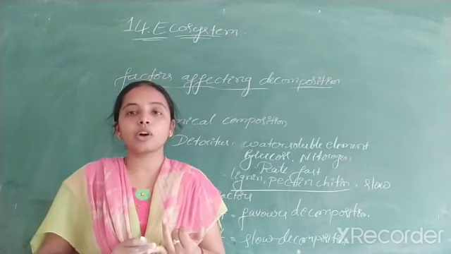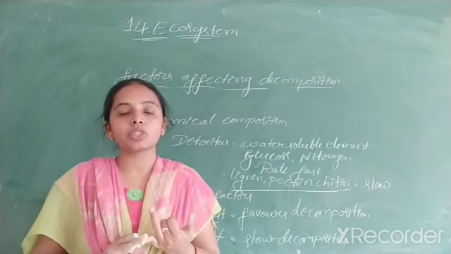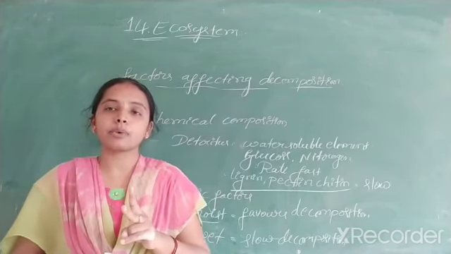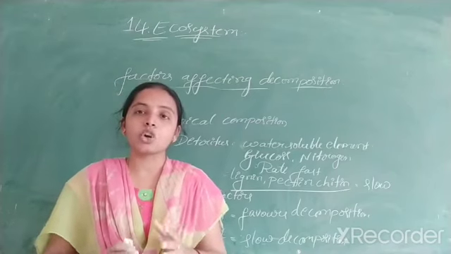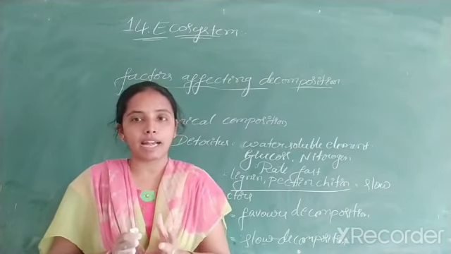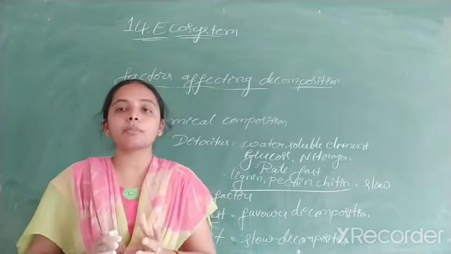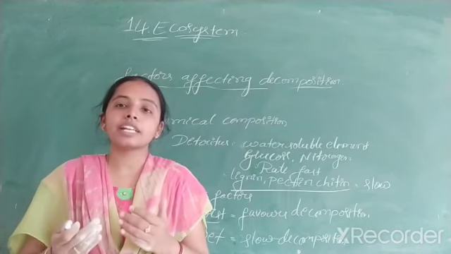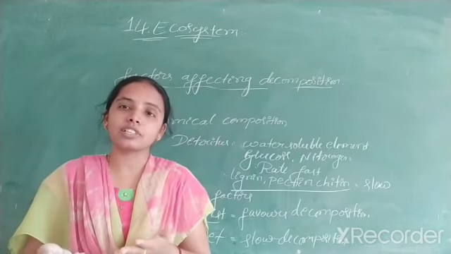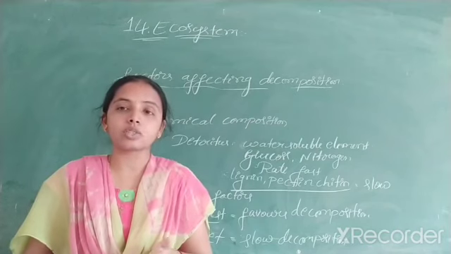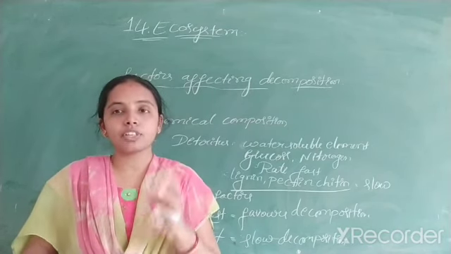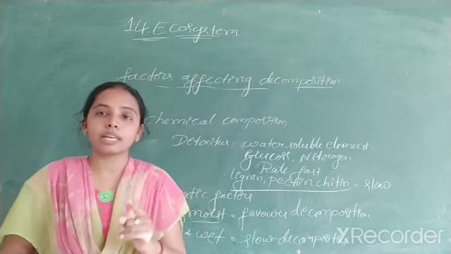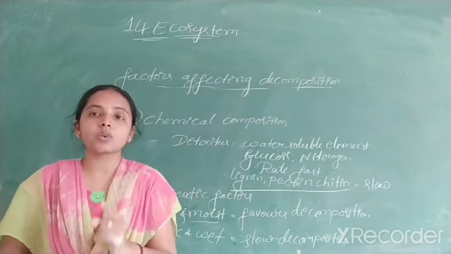The organic matter produced by the producers is called primary productivity. In that, there are two classifications: net primary productivity and gross primary productivity. Gross is the total biomass produced by the plants during photosynthesis, abbreviated as GPP. The energy left in the plants after the energy has been utilized is called NPP. So GPP minus R equals NPP.